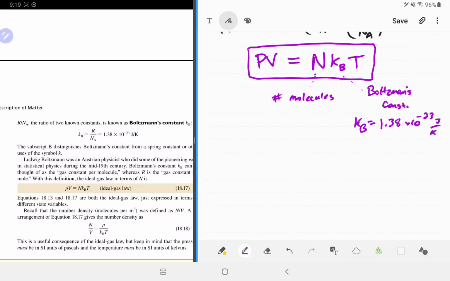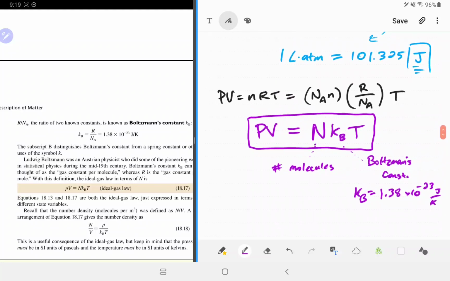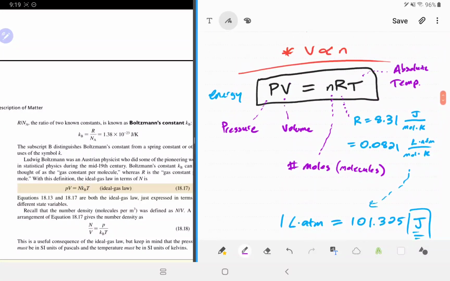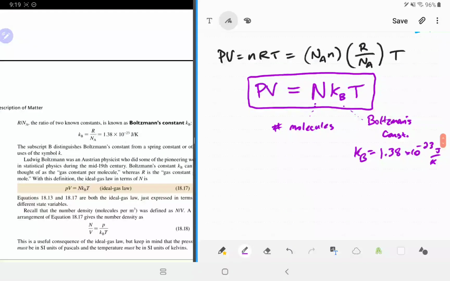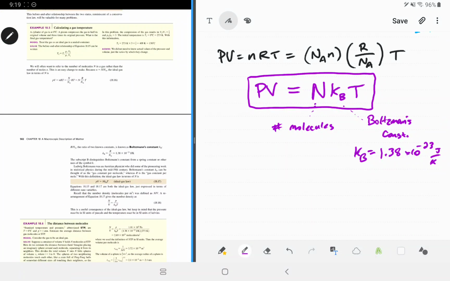1.38 times 10 to the negative 23 joules per Kelvin. Notice how that doesn't have the mole. So that and the capital R are off by Avogadro's number. Okay, so this is a number you can just know that it exists right now. We're going to use it more in chapter 20 or so. k will be more common than R sometimes.